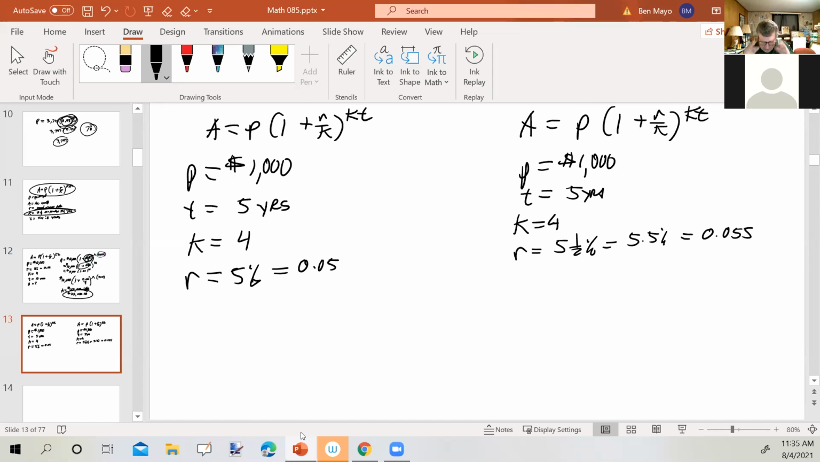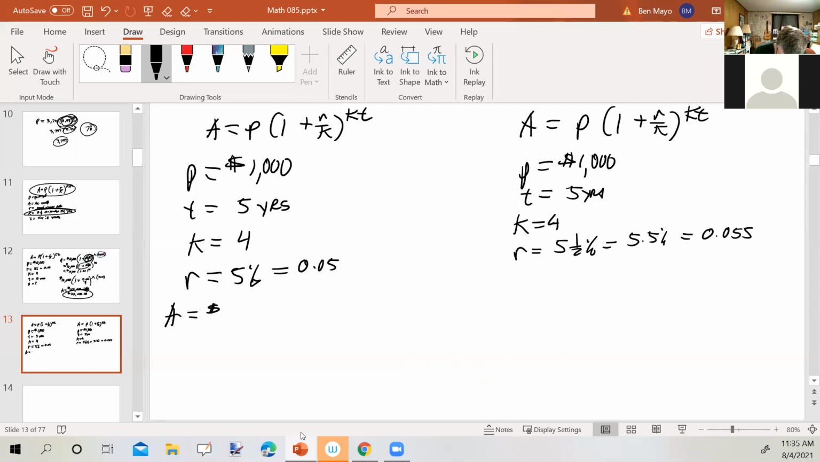0.055. Okay? So everything else is going to be the same, except we're going to increase the interest rate by 0.5% per year, and then find out how much more interest will be gained at 5.5%.